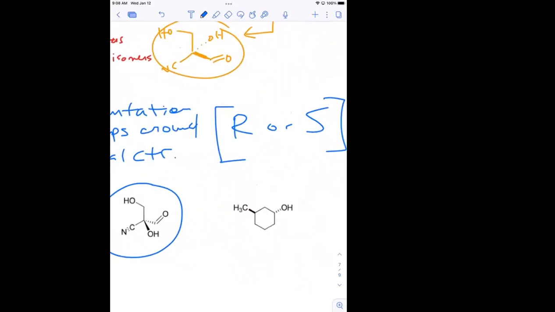And R is clockwise, S is counterclockwise. So CCW is counterclockwise, and CW is clockwise. Clockwise will be going this way when we prioritize them and count them up, and then counterclockwise will be going the opposite direction.